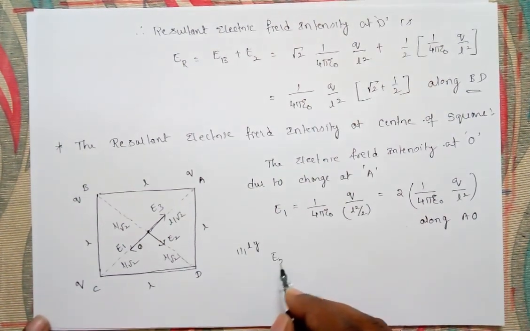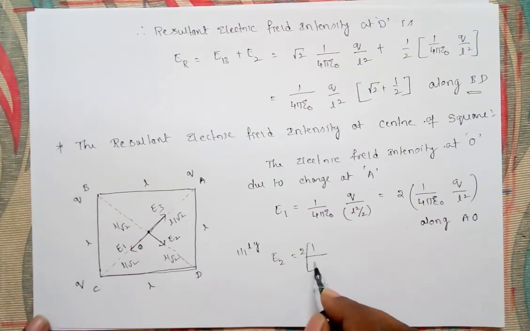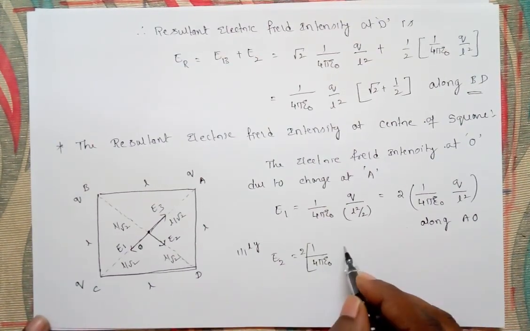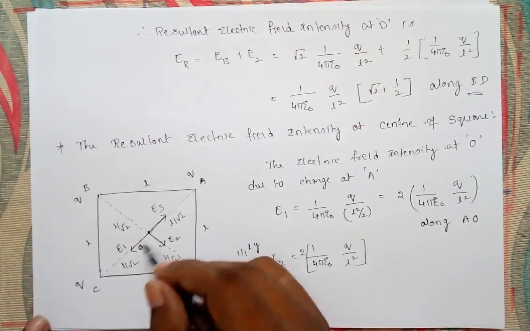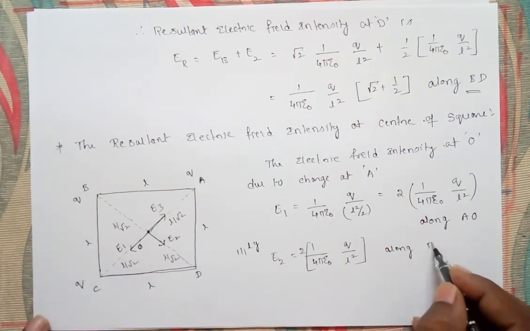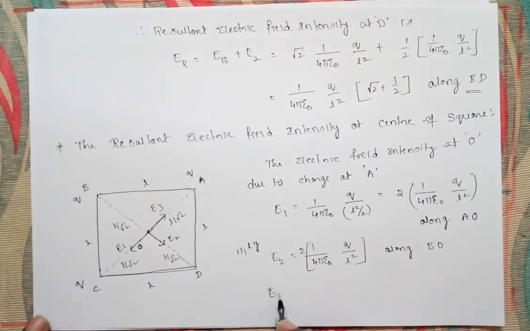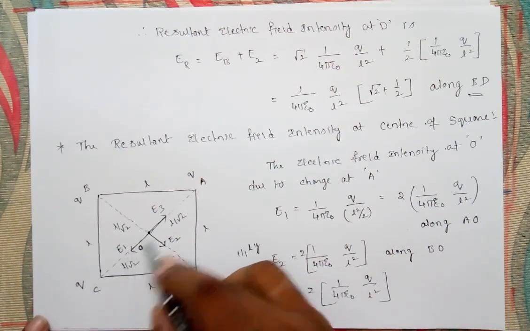Similarly, E2 is 1 upon 2 times 1 upon 4 pi epsilon naught Q by L square, that is along BO, and E3 is the same, 2 into 1 upon 4 pi epsilon naught Q by L square. This is along CO.